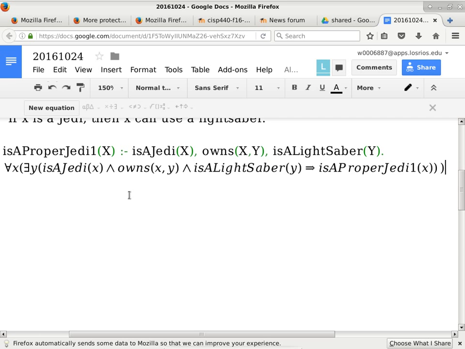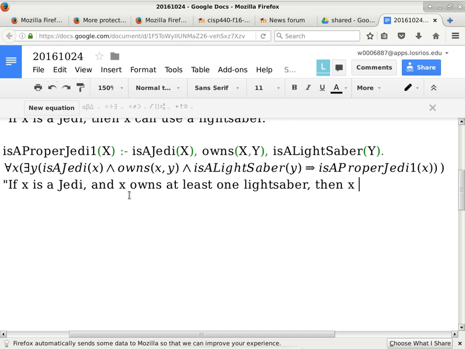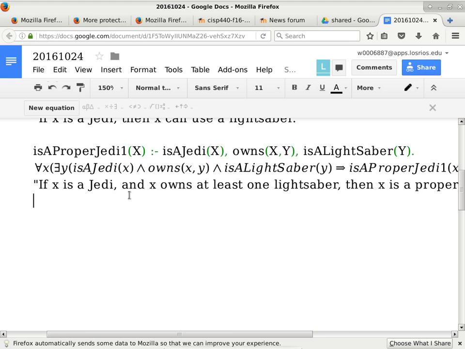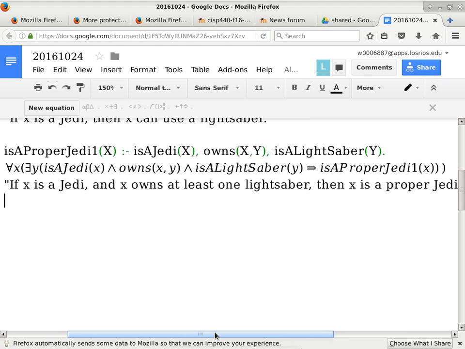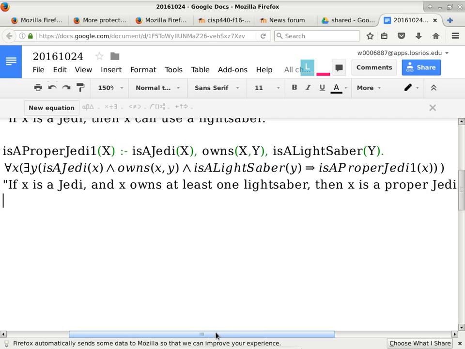Are there any questions? No questions? Okay, so in the English version, this is what it means. We're basically saying if X is a Jedi and X owns at least one lightsaber, then X is a proper Jedi. In other words, there are proper Jedis and there are not so proper Jedis.